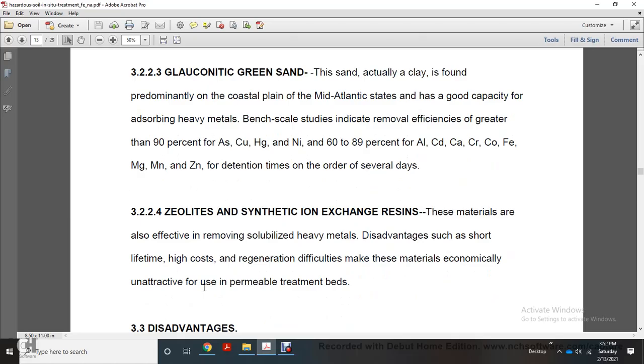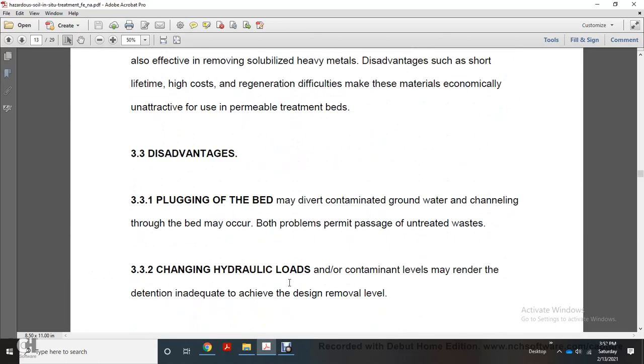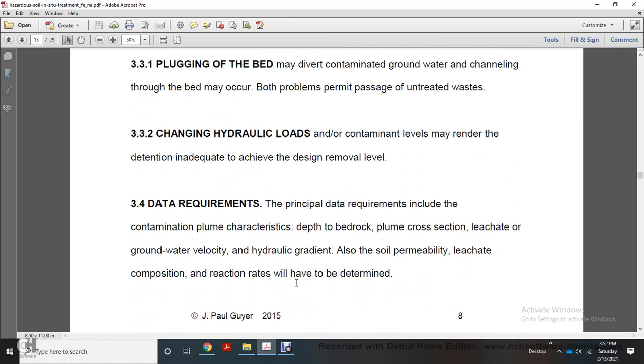Zeolites and synthetic ion exchange resins are also effective in removing stabilized heavy metals. Disadvantages: short life, high cost, regeneration difficulties of the material, which makes their use economically unattractive. Permeable treatment beds have other disadvantages: plugging in the bed may divert contaminated groundwater, and channeling through the bed may occur. Both problems permit passage of untreated waste. Channel hydraulic loads and contaminant levels may render detention inadequate to achieve design removal.